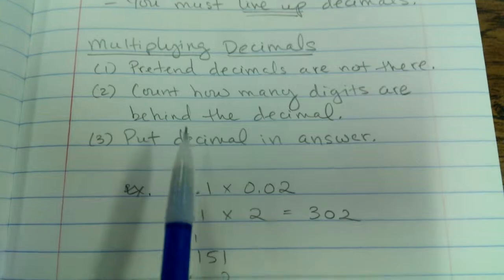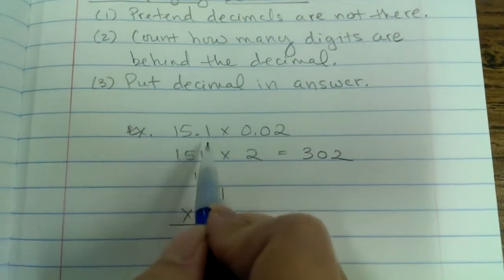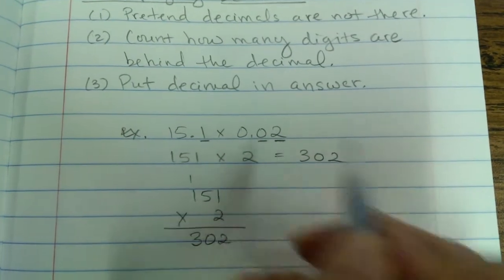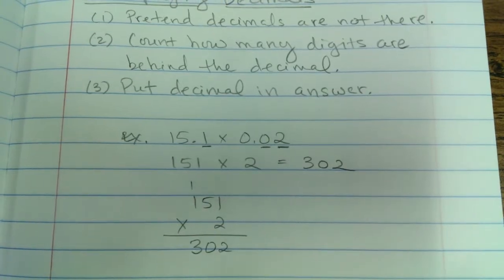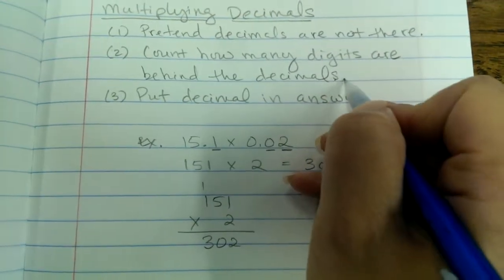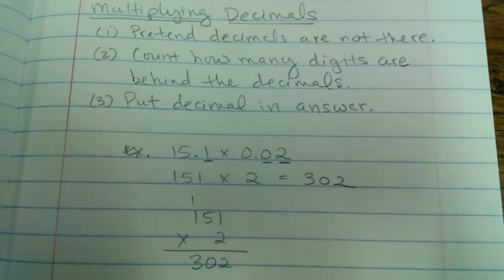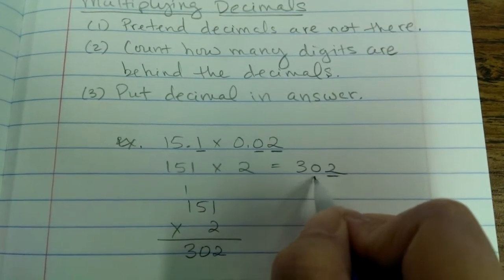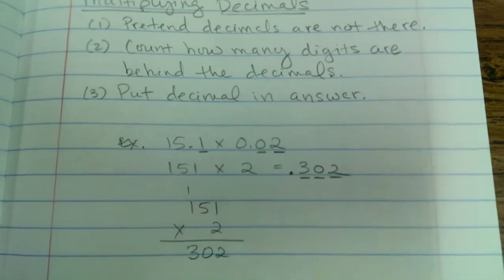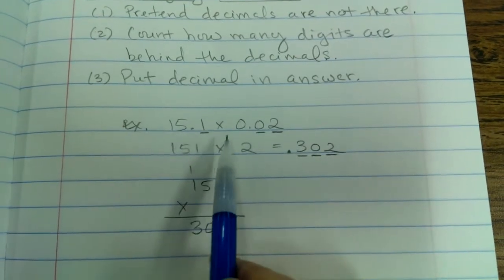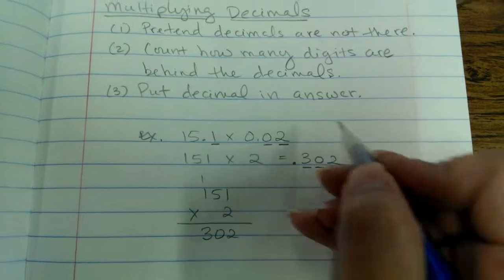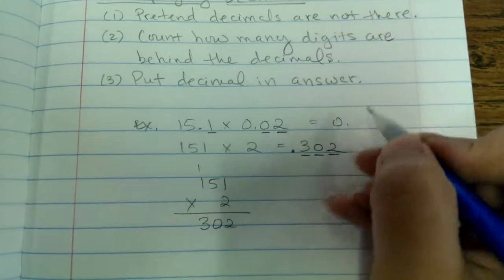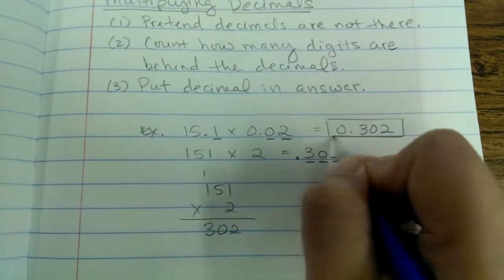Now, the next step is to count how many digits are behind the decimal. So we look back at our problem. How many digits are behind the decimal? I have 1, 2, 3. Altogether, I have 3 digits behind the decimals. So in my answer, my decimal has to be in front of 3 numbers: 1, 2, 3, and then you put the decimal here. So our answer for 15 and 1/10 times 200ths equals 302 thousandths.